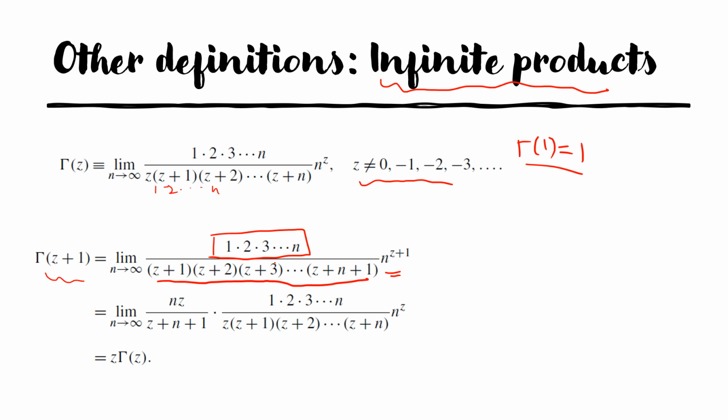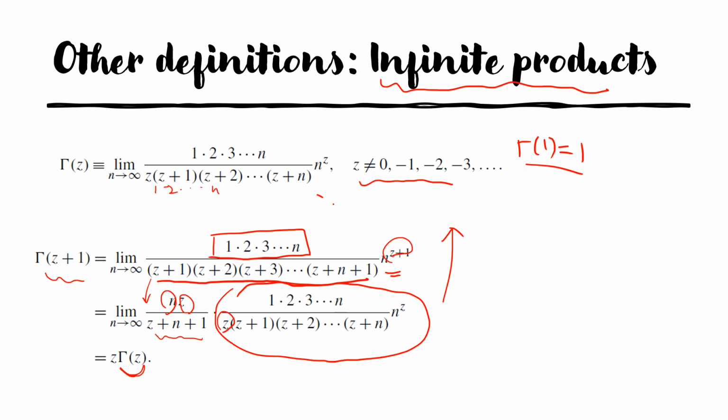Then you just multiply by z in both the denominator and numerator. So you can separate these terms into two terms, like nz divided by this, and all the factors which are similar. By the way, this n comes from this z plus 1. So when n goes to infinity, this is z, and this is just z times gamma of z. So now we have shown that this is exactly the same as our integral representation.